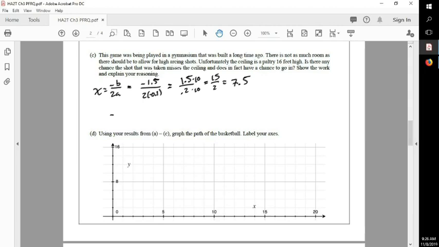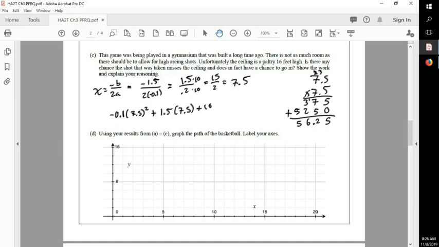So we go negative 0.1, we plug in 7.5 squared, then we're going to add to that, what was it, 1.5? 1.5 times 7.5. Oh, this stinks. Look at all these dumb decimals. This is going to be on the test. Okay, yeah. All right, so what is 7.5 times 7.5? I'm going to have to do that stuff on the side. All right, so I got 56.25, and that's negative.